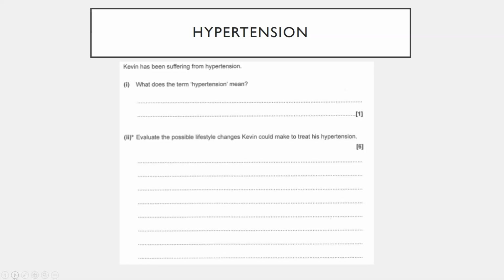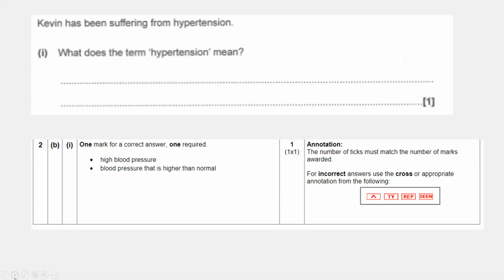Pause it. Hopefully you've paused this. Now we're going to go through the answer. You should have given yourself a good 10 minutes there. 7 minutes minimum, 10 minutes maximum really. So let's go through the answers. Hypertension means high blood pressure. Simple as. No other way of describing it. Let's not get overcomplicated with it. High blood pressure.